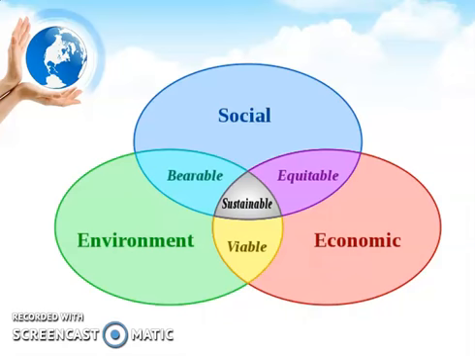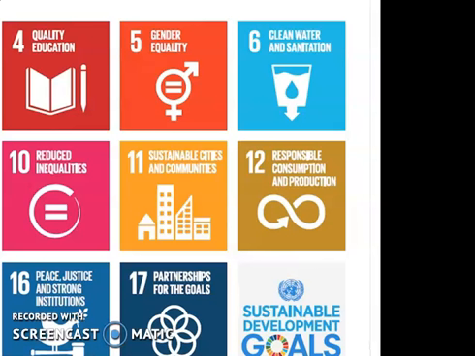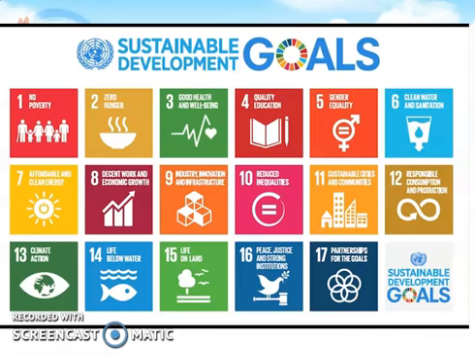So now we have to come to the sustainable development goals. As we discussed earlier, they were developed by the United Nations. There are 17 goals. You can see on the screen that these goals are no poverty, zero hunger, good health and well-being, quality education, gender equality, and 7, affordable and clean energy, decent work and economic growth, industrial innovation, climate action, and so on.